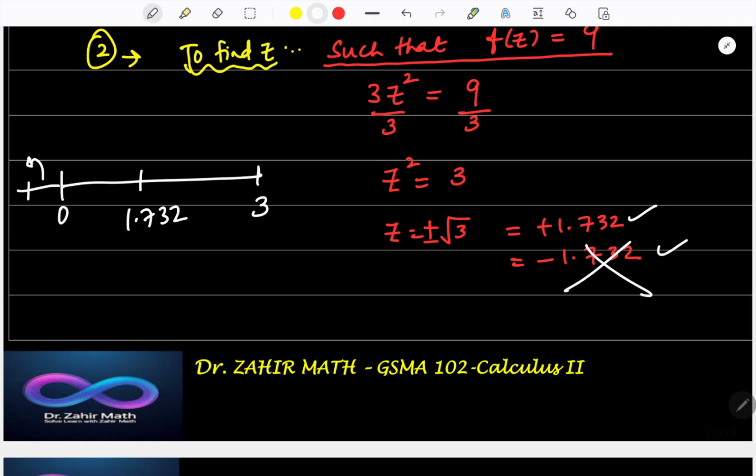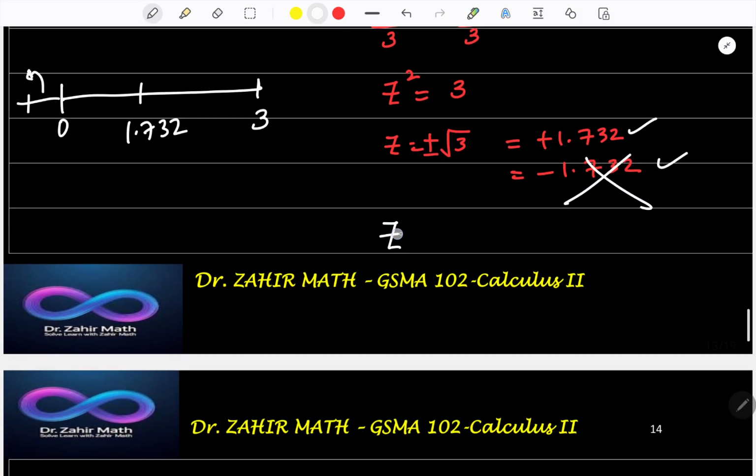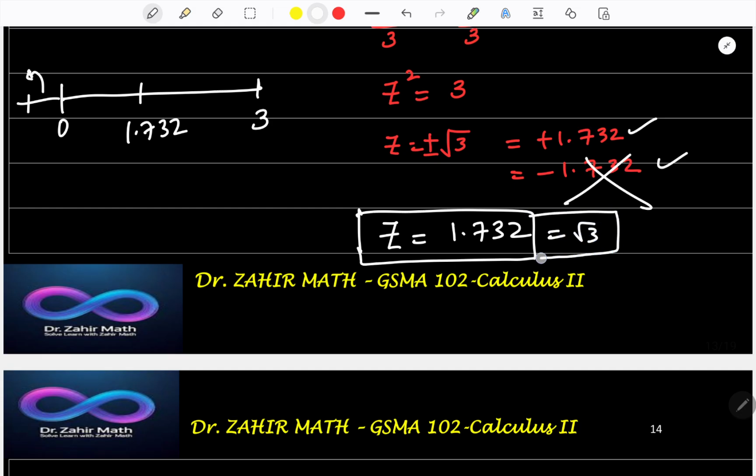So this is cancelled, right? So there exists only one z value, which is 1.732. Clear? Which is equal to root 3 also. You can write it, no problem.